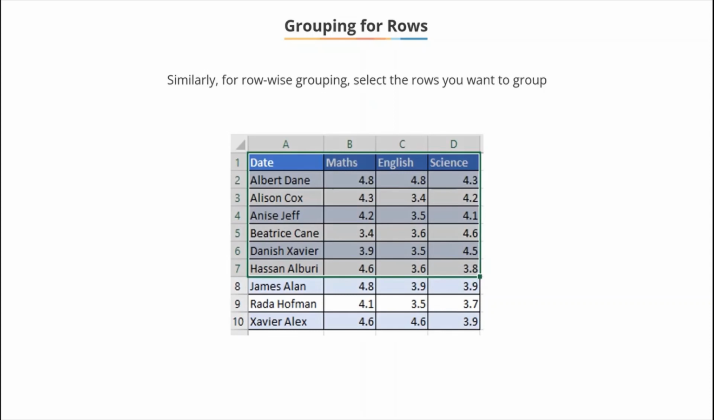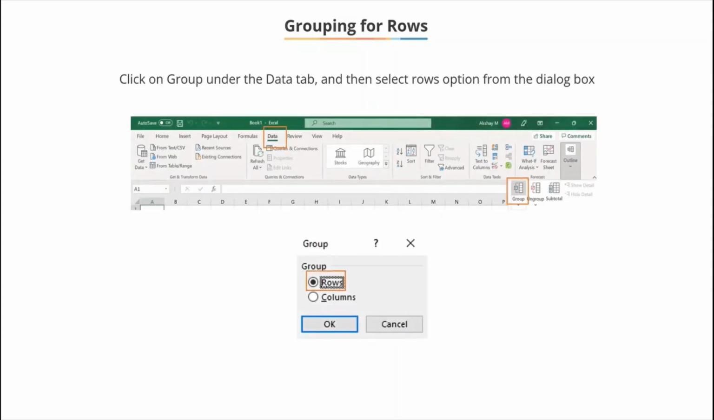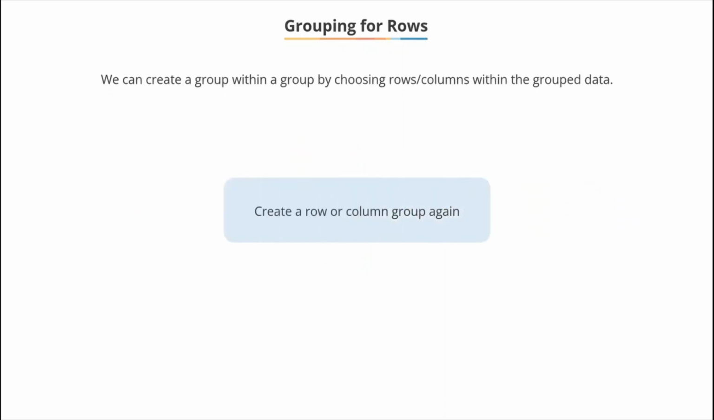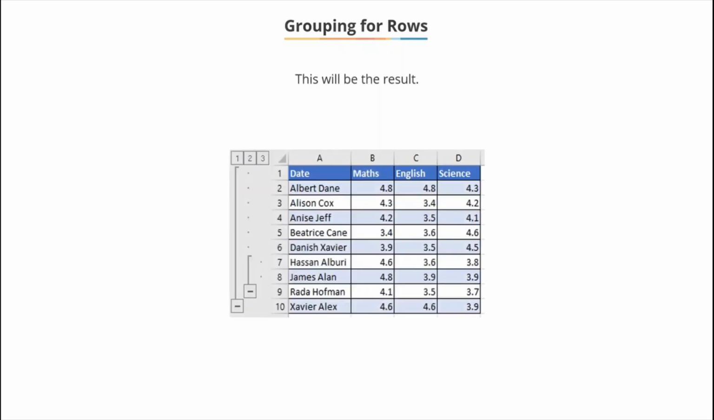Similarly, for row-wise grouping, select the rows you want to group. Click on Group under the Data tab, and then select the Rows option from the dialog box and click on OK. Here again, clicking on hyphen hides the content, and clicking on plus shows the grouped content. However, we can create a group within a group by choosing rows or columns within the grouped data. This will be the result.